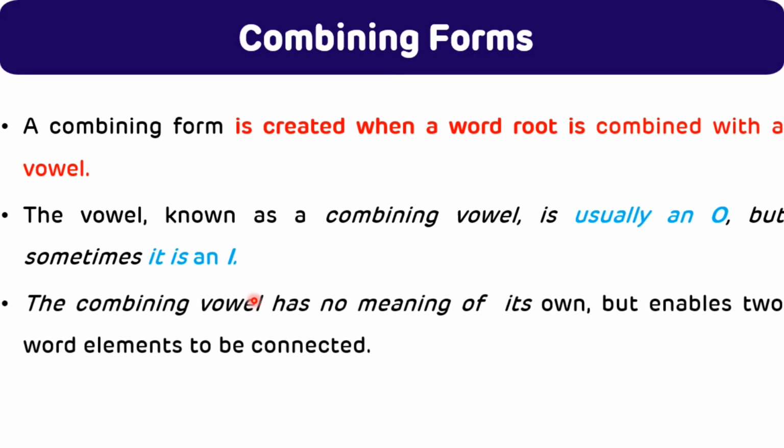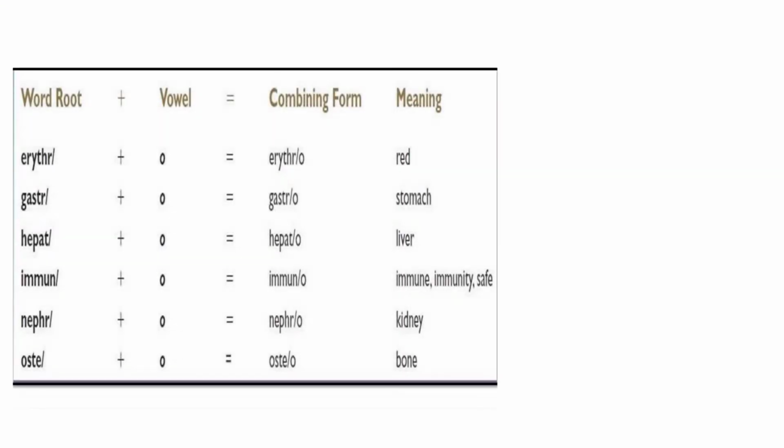The combining vowel has no meaning of its own, but it enables two word elements to be connected. Now we will see an example of a combining vowel. The word root here is eryth and the vowel is O. So the combining form created is erythro, and the meaning of erythro is red.